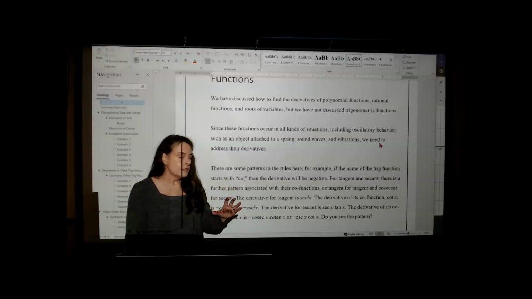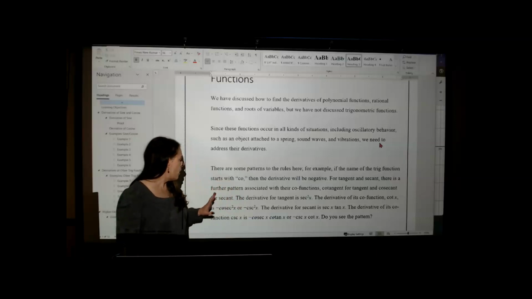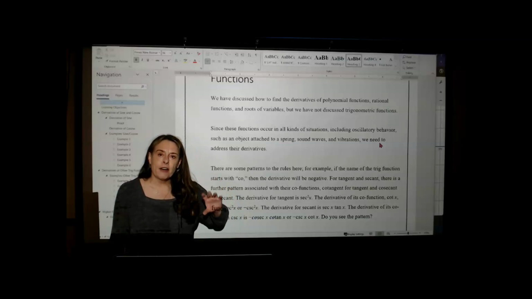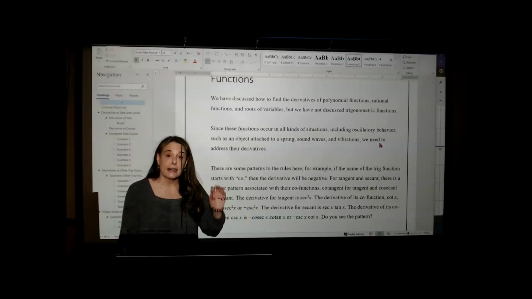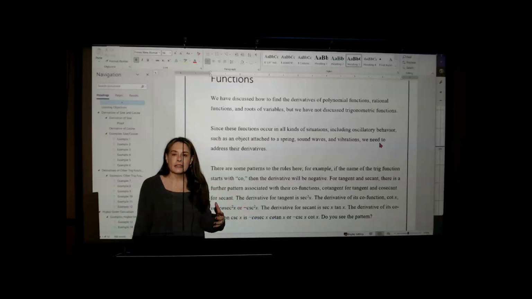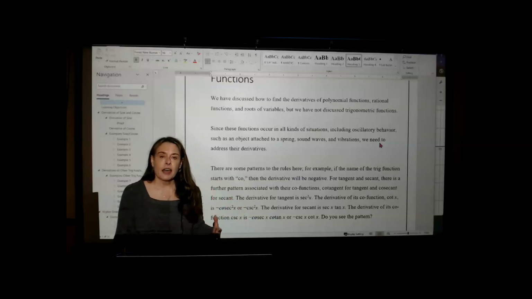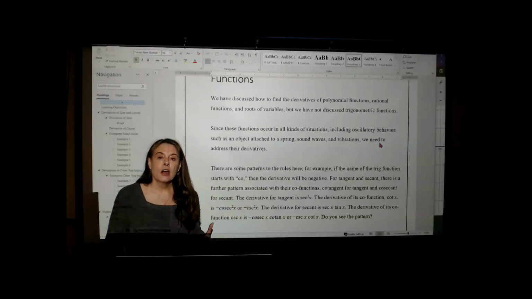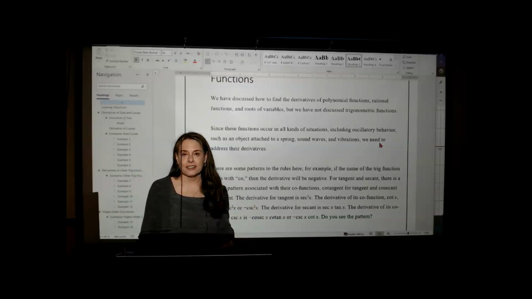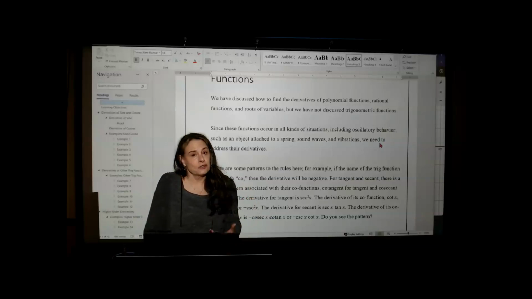When we look at tangent, its derivative is secant squared. There is a pattern. The derivative of cotangent is negative cosecant squared. In other words, the same function, but with co attached at the front and a negative. The pattern holds for secant. The derivative of secant is secant tangent, and the derivative of its cofunction, cosecant, is going to be negative cosecant cotangent.